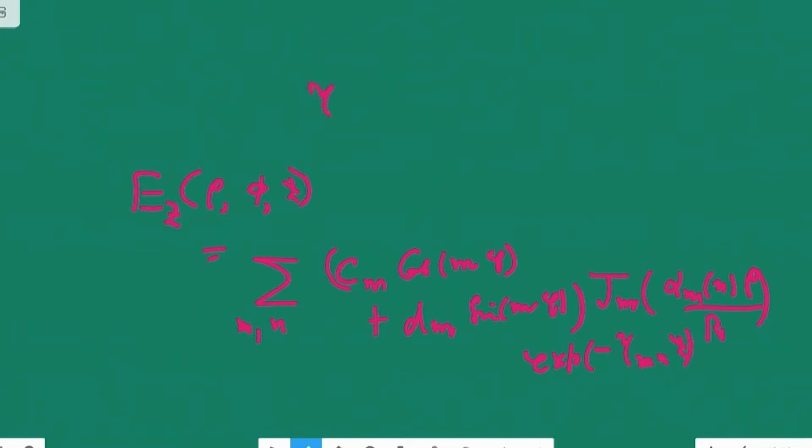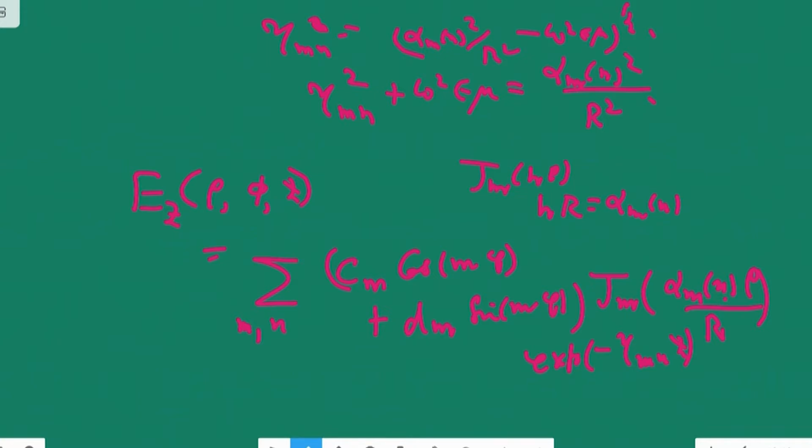where what is gamma mn? Gamma mn squared is determined by gamma mn squared plus omega squared epsilon mu equals h mn squared. In this case, your h is alpha mn by R, right. We had written the solution as Jm of h rho, and when you applied the boundary condition, you put hR equals alpha mn, so that the Bessel function vanishes on the boundary, which is equivalent to saying h is alpha mn by R. So, gamma mn is equal to alpha mn squared by R squared minus omega squared epsilon mu, to the power half, and obviously it will propagate.